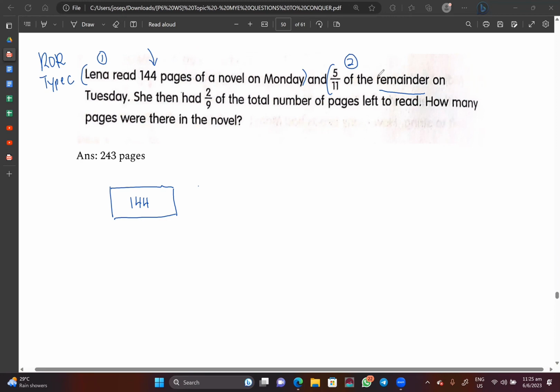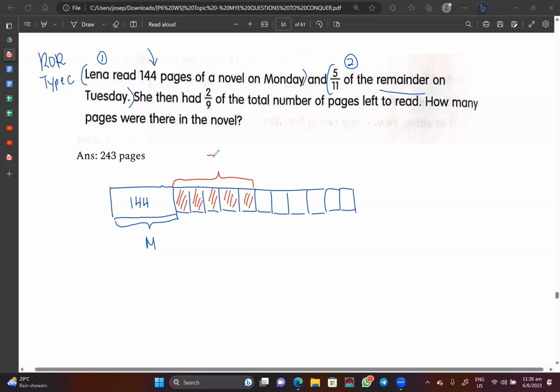It says that 5/11 of the remainder on Tuesday. Okay, so this is on Monday. All right, so this is 1, 2, 3, 4, 5, 6, 7, 8, 9, 10, 11. All right, so what you want to do is shade how many units? 5 units. 1, 2, 3, 4, 5. And we say that this is for Tuesday.